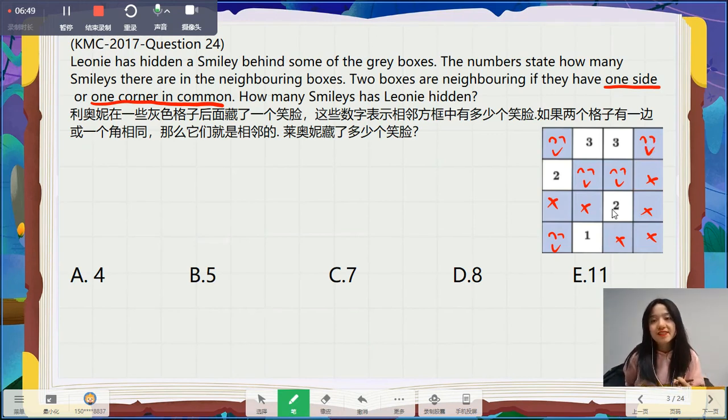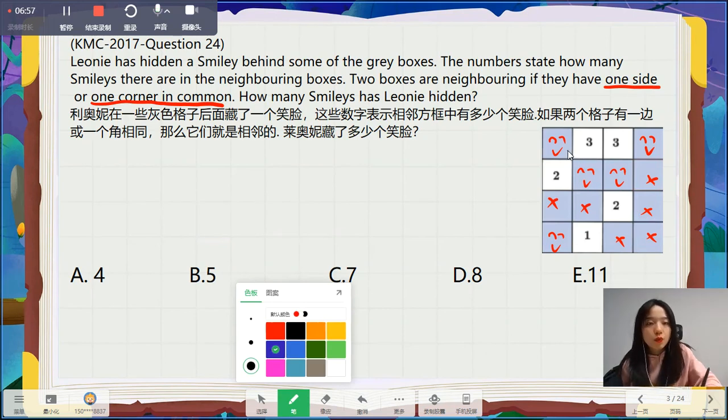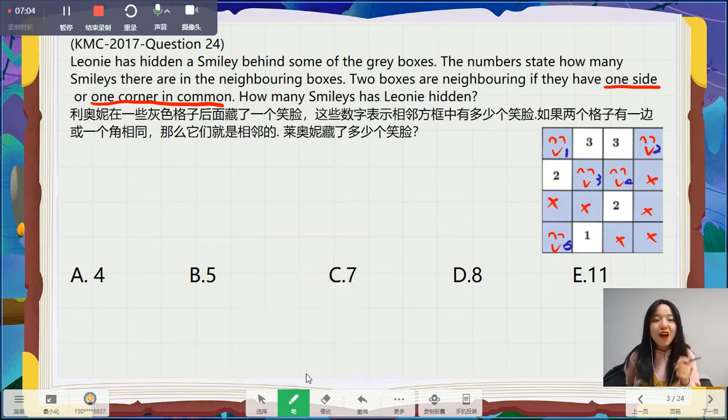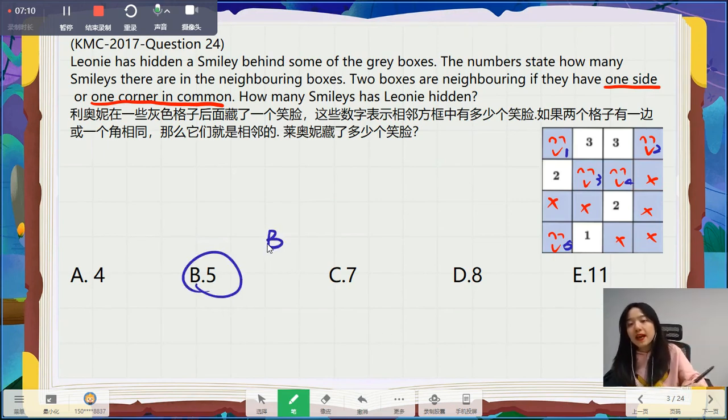Now let's check. Have we finished all boxes here? If so, we can count. How many smileys do we get? 1, 2, 3, 4, 5. So we have put 5 smileys in our boxes to satisfy all conditions. That's why we should choose B as our answer for this question.